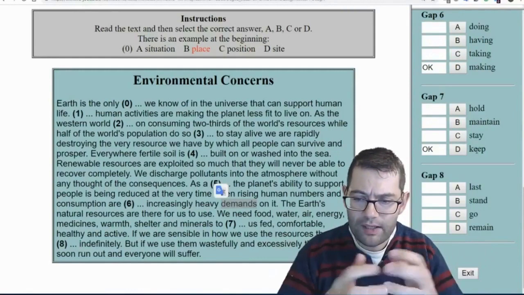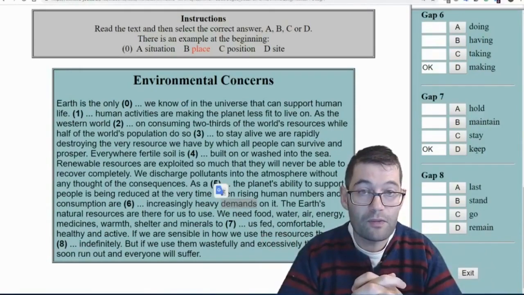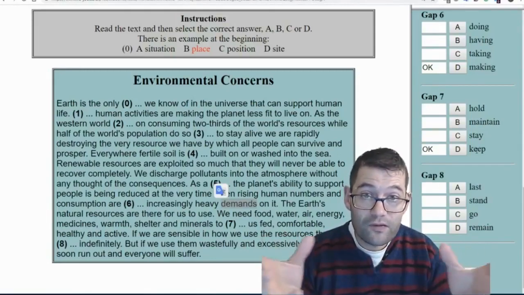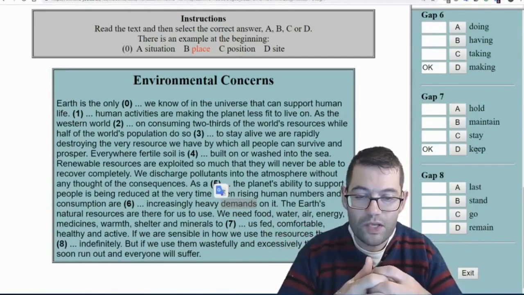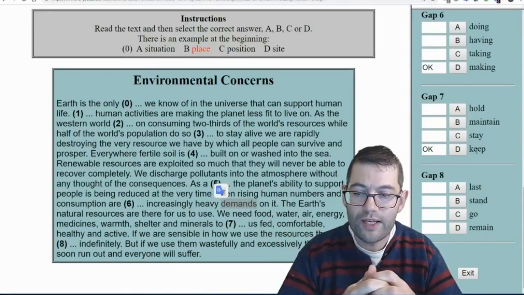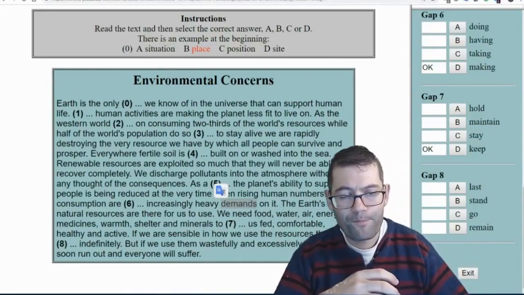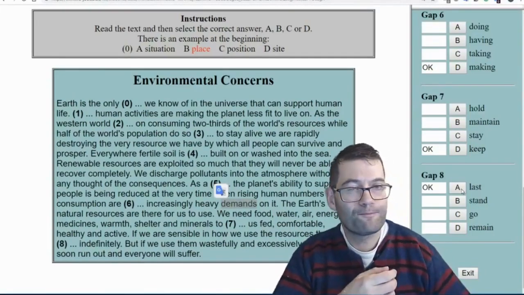So if we have a look at that, if we are sensible in how we use the resources, they will last indefinitely. So they will last forever. And certainly if we have a look at the following sentence, but if we use them wastefully and excessively, they will soon run out and everyone will suffer. So clearly the context is about time. So if we pick last, we'll see that it's the correct answer.